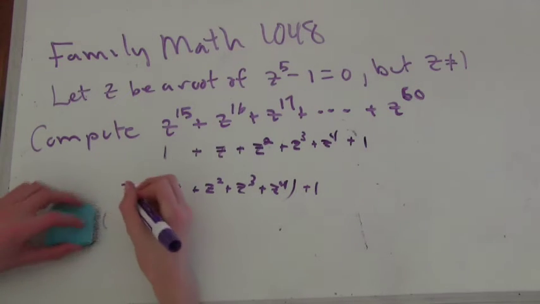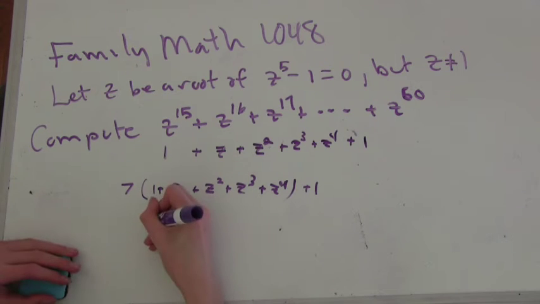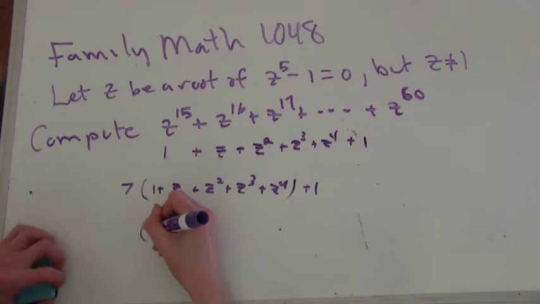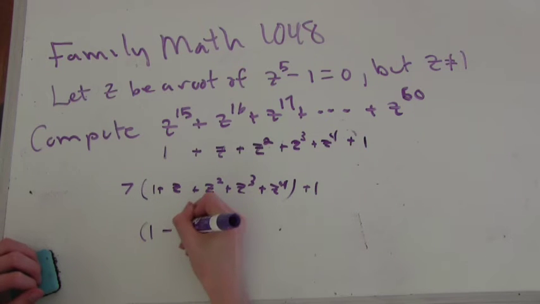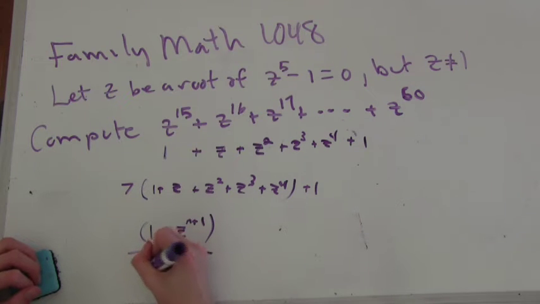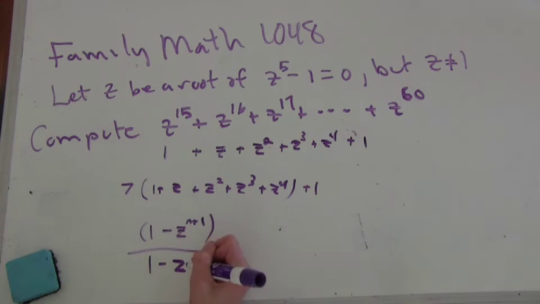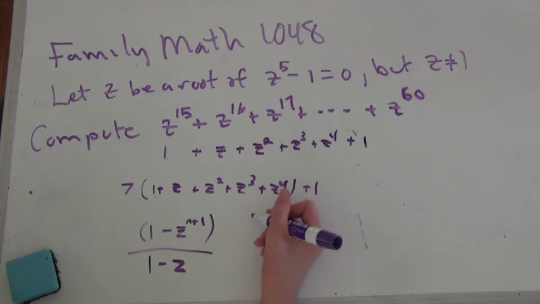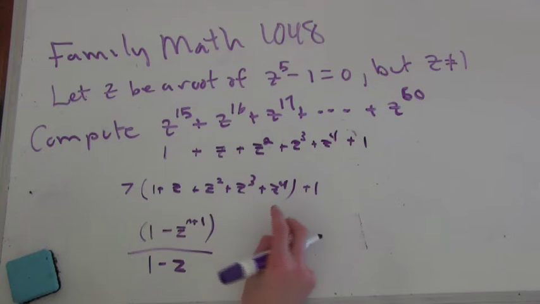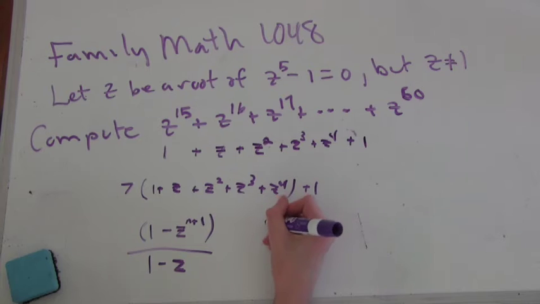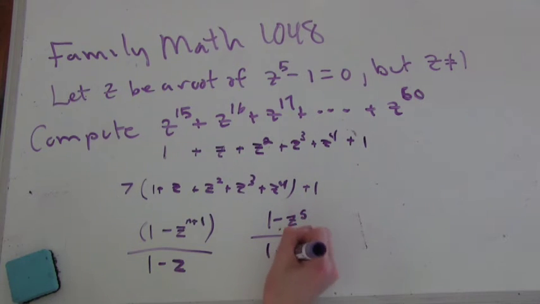that sum would be equal to 1 minus z to the n plus 1 over 1 minus z. Okay. So here, in this case, we have up to the fourth power. So our sum would be equal to 1 minus z to the 5 over 1 minus z.